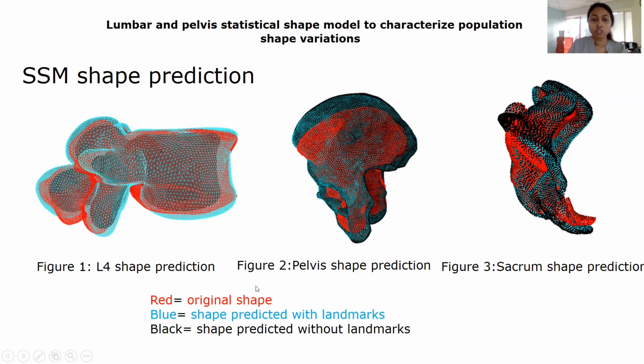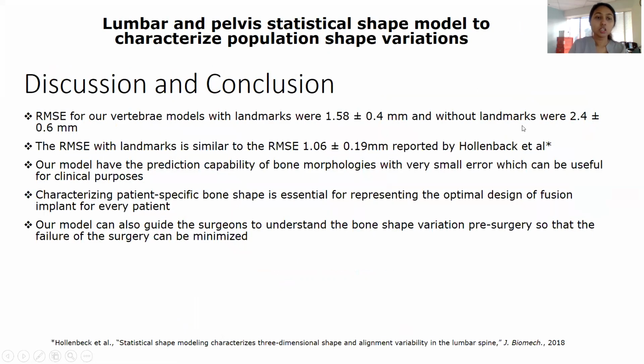From my figure 2, we can see that for the pelvis shape prediction, the shape predicted with landmarks and the shape predicted without landmarks did a similar job. But for the sacrum shape prediction, the shape predicted with landmarks did a better job in predicting the superior articular processes of the sacrum. So the root mean square error for our vertebral models with landmarks was 1.58 plus or minus 0.4 millimeters, and without landmarks it was 2.4 plus or minus 0.6 millimeters.